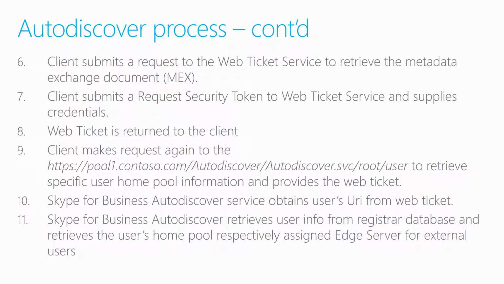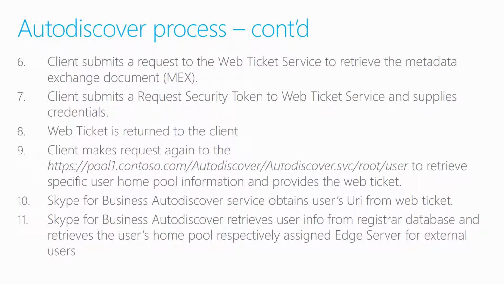Okay, what happens next? The client will submit a request to the web ticket service to retrieve the metadata exchange document. That's called the MEX document. So basically, it will talk to the web ticket service and will ask, well, what kind of data do you want and how do you want this data to be formatted? The web ticket service returns this MEX so that the client knows how a request must look.